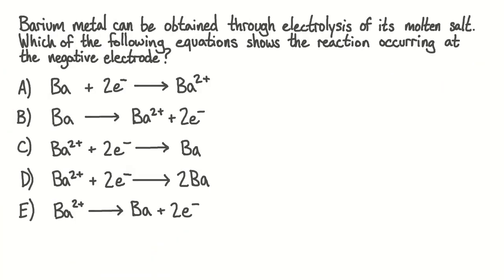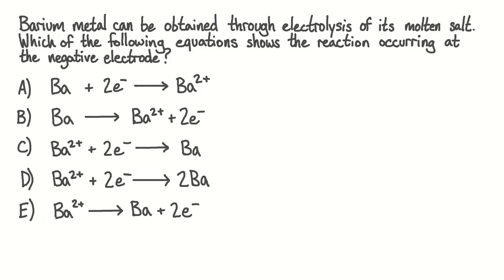Barium metal can be obtained through electrolysis of its molten salt. Which of the following equations shows the reaction occurring at the negative electrode? A. Barium plus 2 electrons produces barium 2+. B. Barium produces a barium 2+ ion plus 2 electrons.